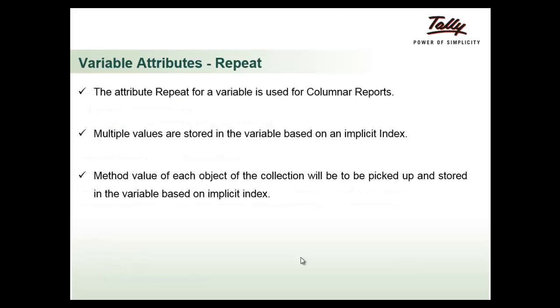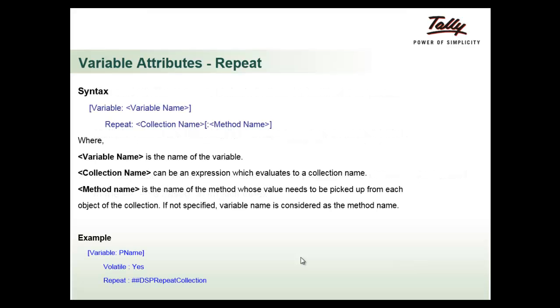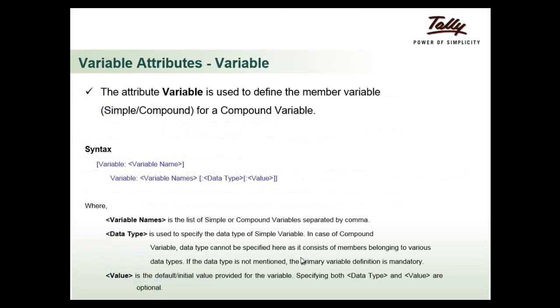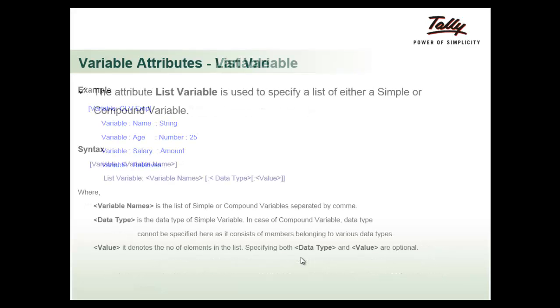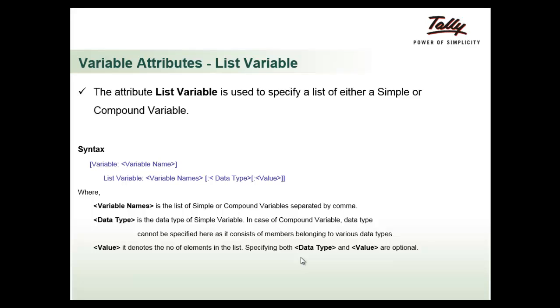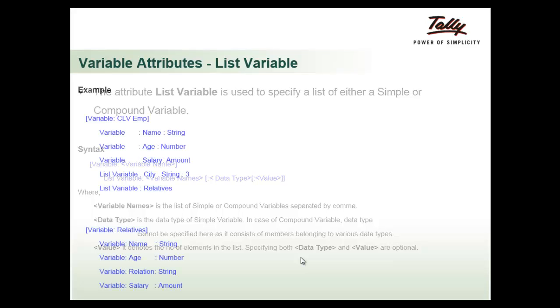And then the method value of each object of the collection will be picked up and stored in the variable based on this implicit index. And then we went on to the variable attribute of variable definition, with the help of which you can define the simple or compound variable. And then we have the list variable attribute. So if you want to make a list variable as a member of the variable definition, then you use the attribute list variable.